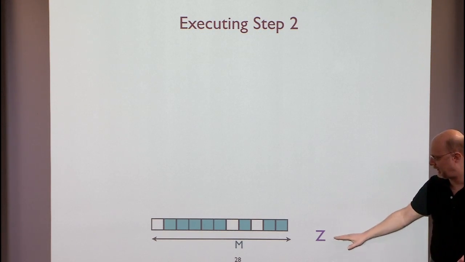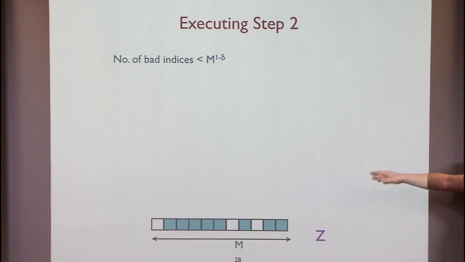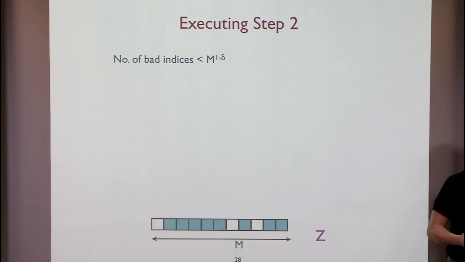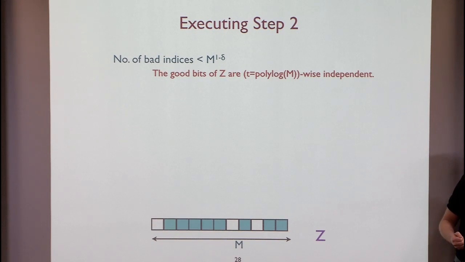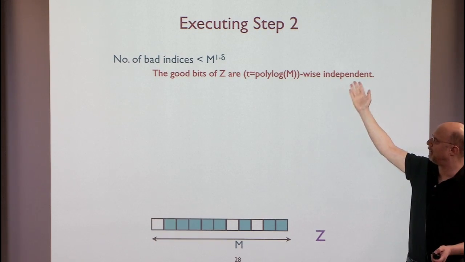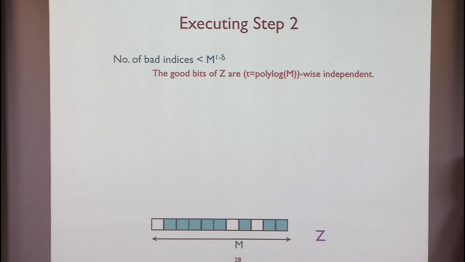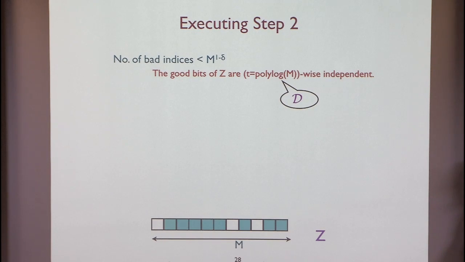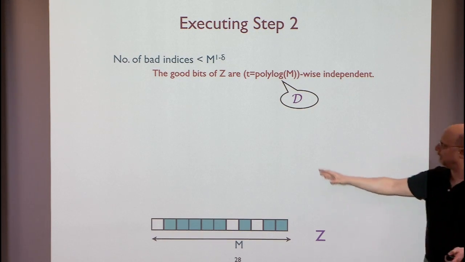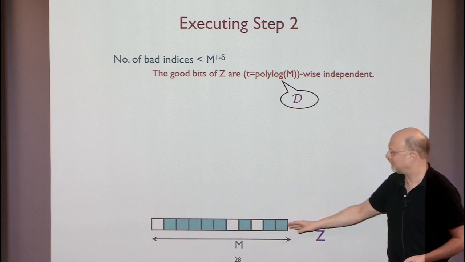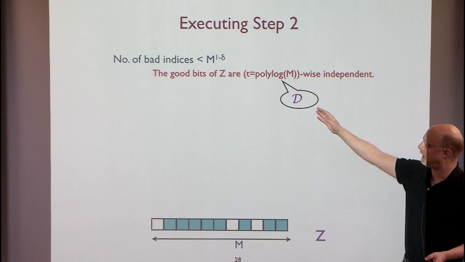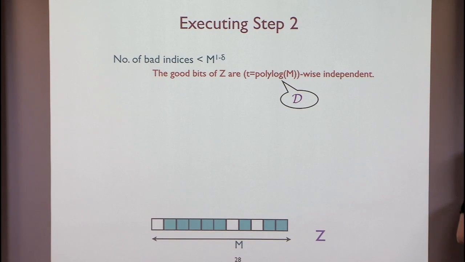We have this string z, let's say it's of length m. The number of bad indices is like m to the 0.99. And the good bits of z are polylog-wise independent. Let's call this distribution D. This is what we want to extract from: a string where the good bits are polylog-wise independent and the number of bad bits is like m to the 0.99.